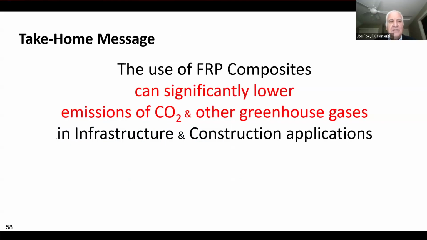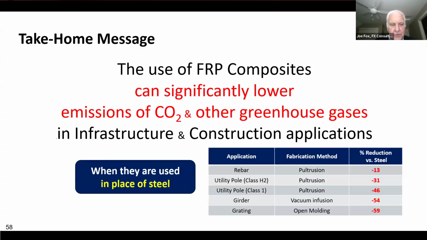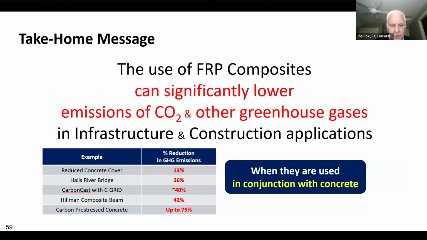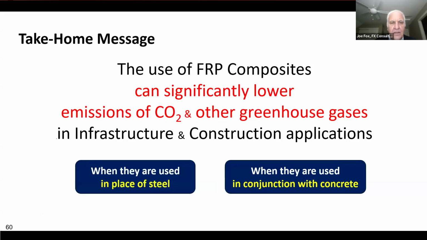So I'm going to come back to my take-home message one more time, that the use of FRP composites can significantly lower emissions of carbon dioxide and other greenhouse gases in infrastructure and construction applications. I've shown you that that's true when they are used in place of steel. I've shown you that's true when they are used in conjunction with concrete. This is a very important message for people involved with infrastructure and construction, and it's a message that is important to deliver.